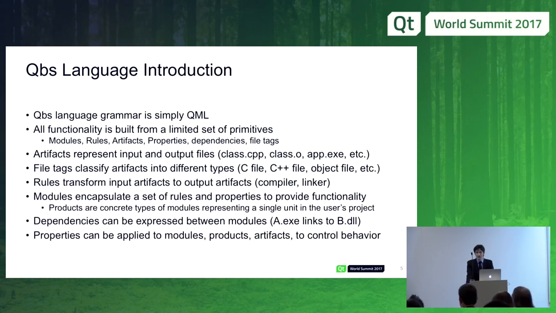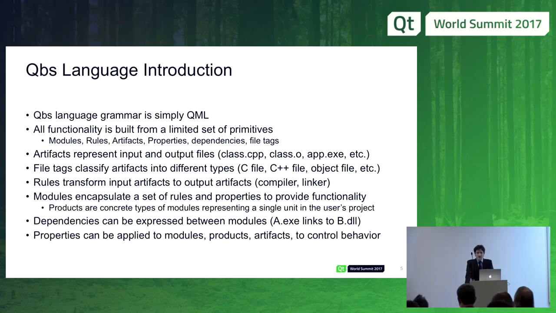So let's go through a basic overview of the Qt's language, what it looks like, how it works. The Qt's language grammar, again, is simply QML, and all of its functionality is built from a limited set of primitives. Officially, it's actually a dialect of QML, but the only difference in the grammar currently is that imports aren't required to specify a version number. I'm pretty sure that's the only difference. Christian in the back could tell you for sure.